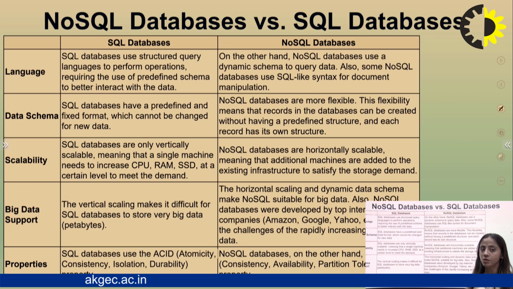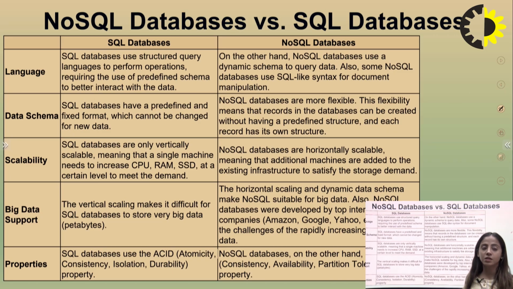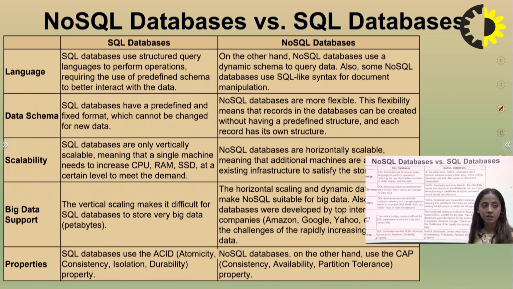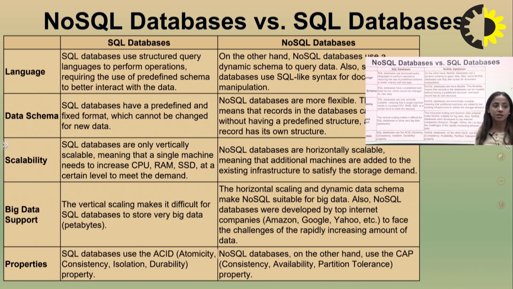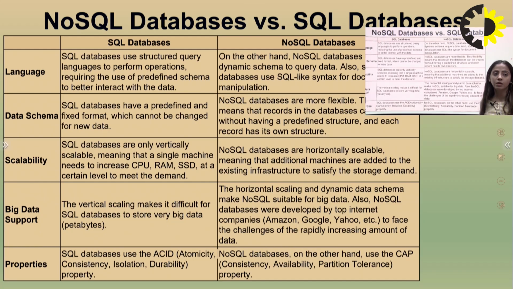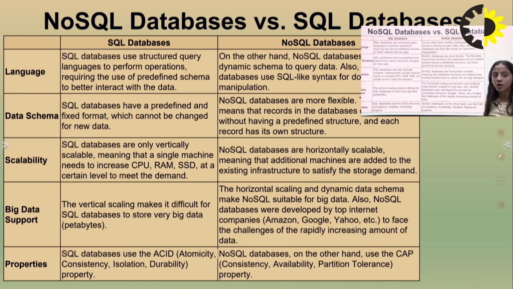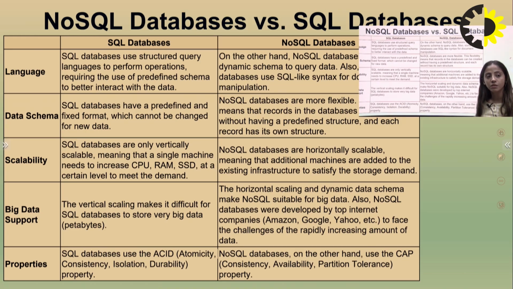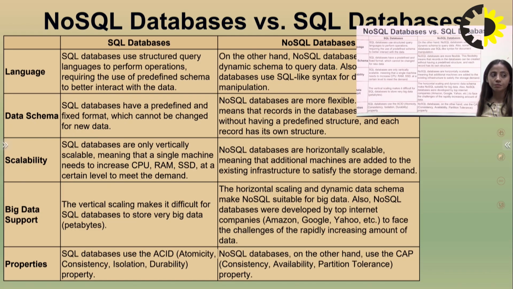NoSQL databases are horizontally scalable, meaning that additional machines are added to existing infrastructures to satisfy the storage demand. Now, big data rapport. The vertical scaling makes it difficult for SQL databases to store very big data, petabytes. The horizontal scaling and dynamic data schema make NoSQL suitable for big data. Also, NoSQL databases were developed by top internet companies like Amazon, Google, Yahoo, etc. to face the challenges of the rapidly increasing amount of data.